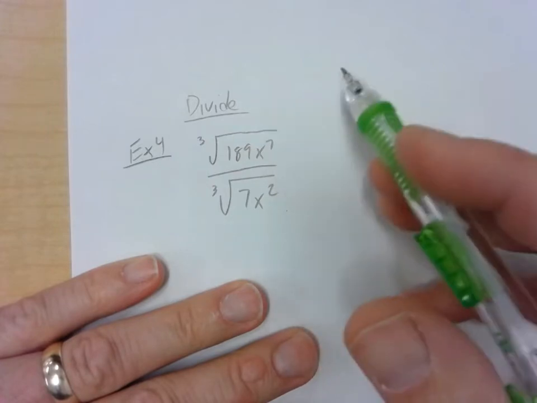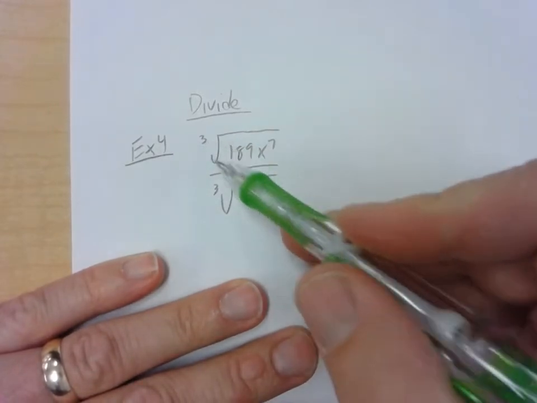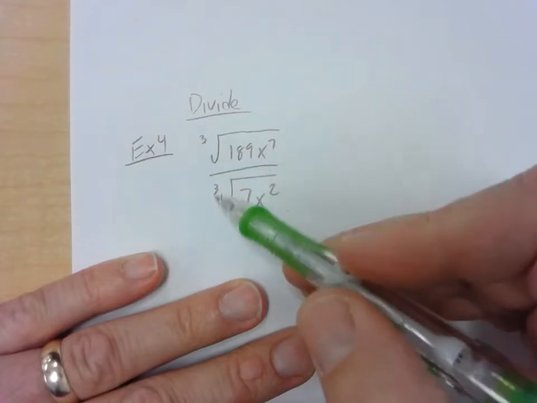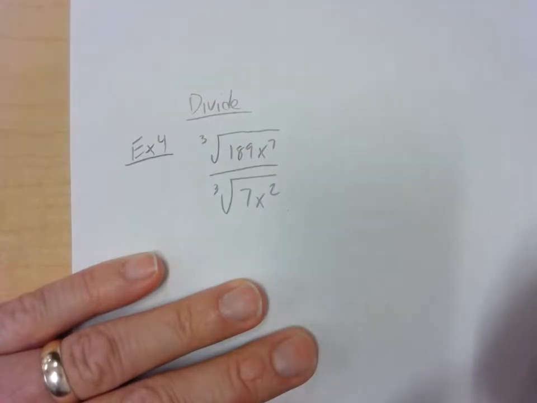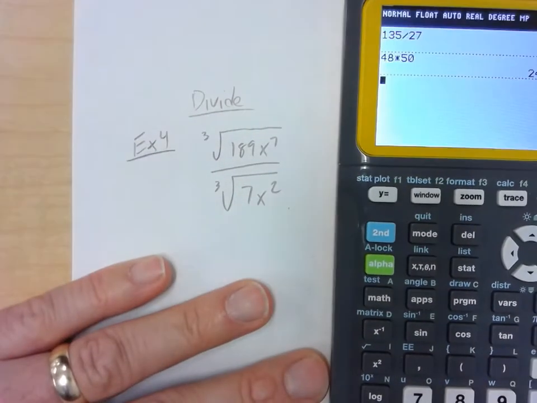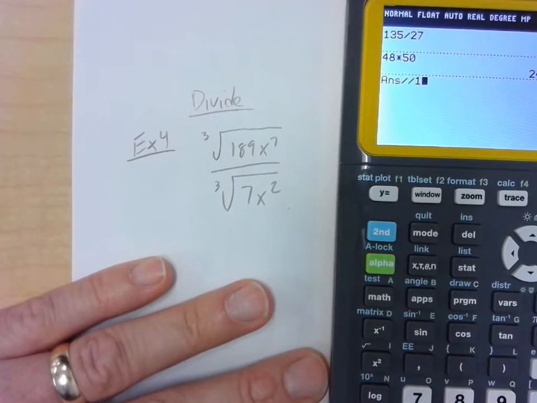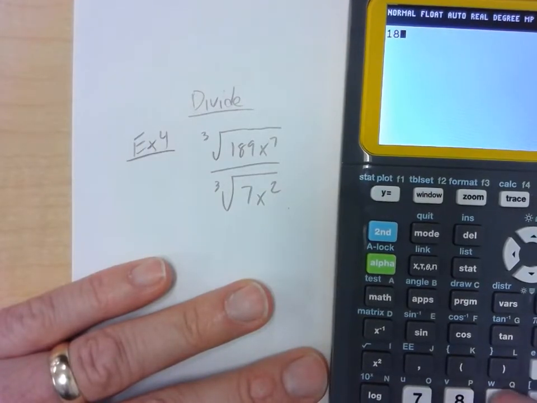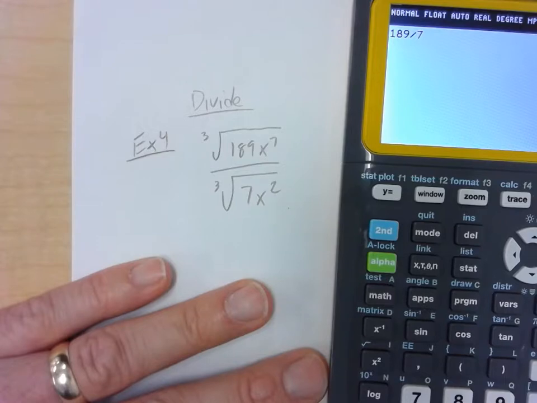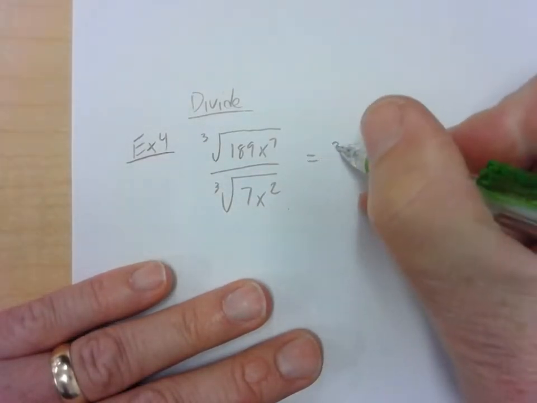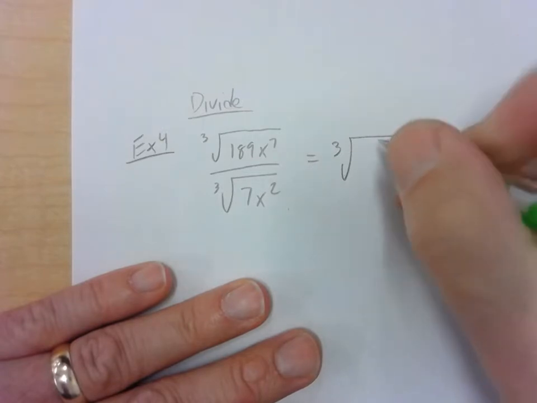We're just going to divide. We can divide, remember, because these indices, that's plural for index, these indices are the same. So we can go ahead and divide these. So let's see. 189, whoops. 189 divided by 7. Hopefully it goes in there evenly. Yep, 27 times. So I'm going to make the cube root, one radical symbol, 27.